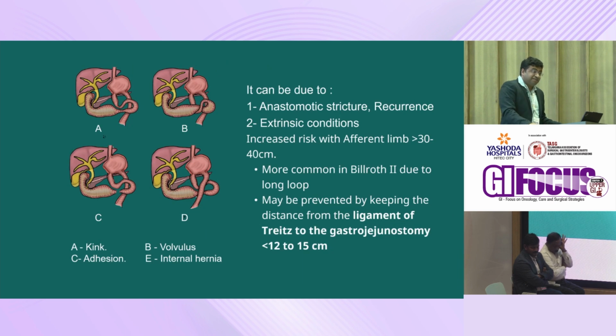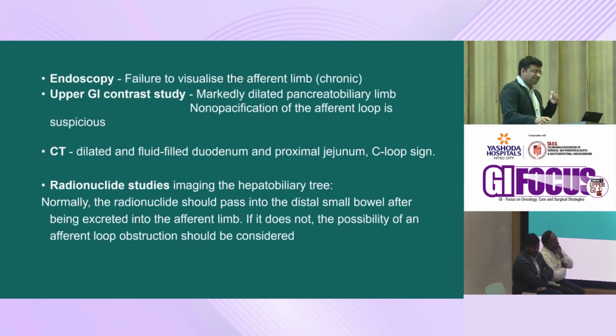It can be due to any reason. It could be a kink, it could be a volvulus because you did not close an internal hernia, mesocolic rent. It could be due to an adhesion, temporary adhesion, or it could be due to some narrowing at the anastomotic site. Now, if it is just a minor narrowing and it settles with conservative management, it is okay. But if it does not, then there is no point in postponing it. It is very important to diagnose the cause and treat the cause.